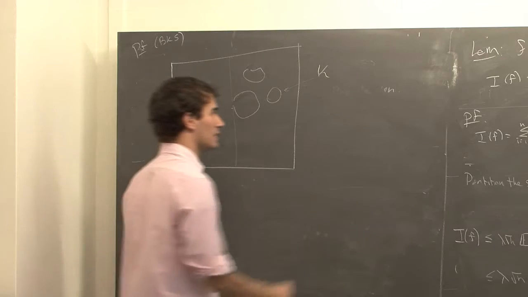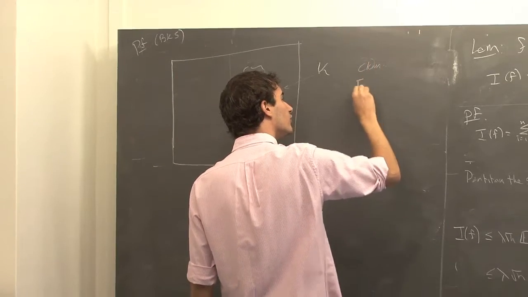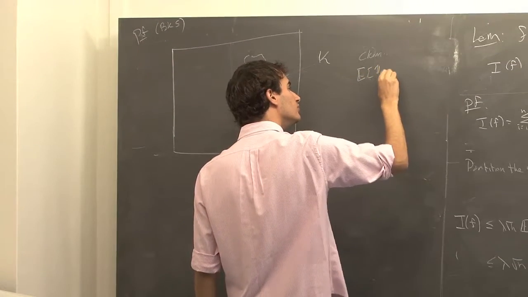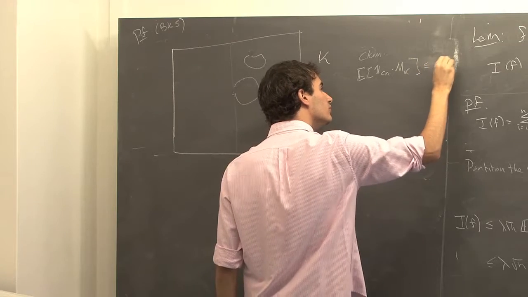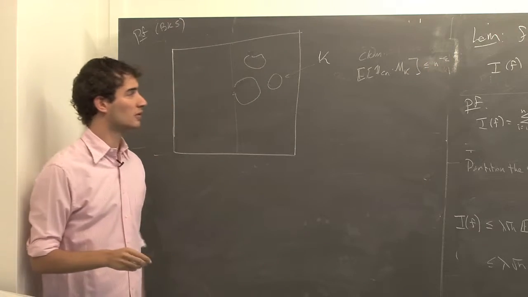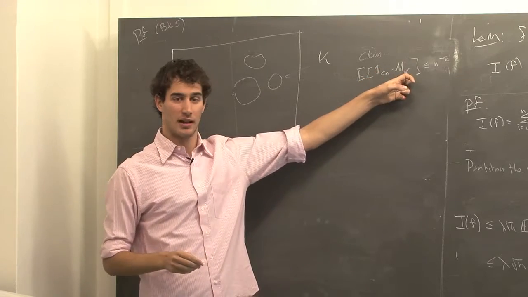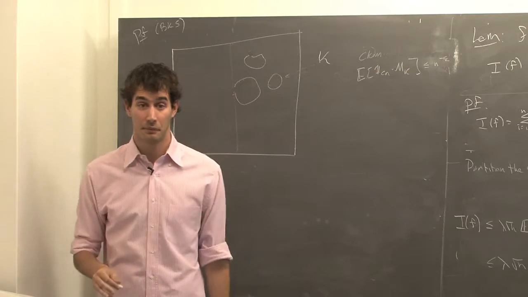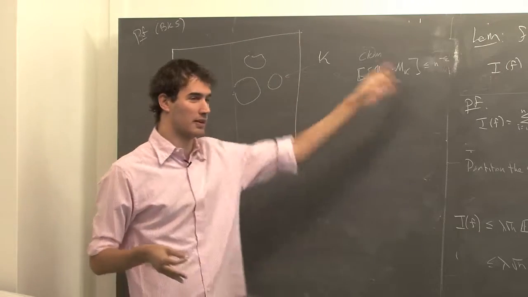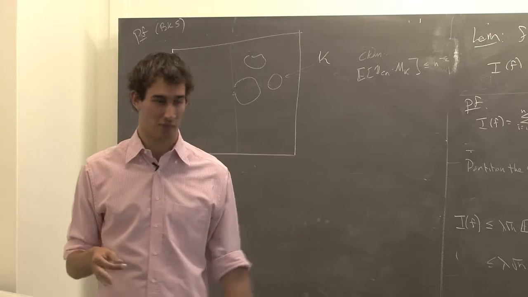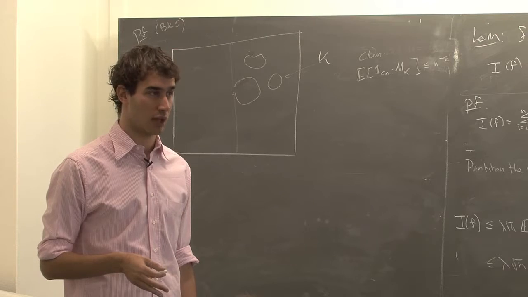And my claim is that the expectation of the indicator of having a crossing times the majority on K needs to be polynomially small in N. That's technically polynomial. The number of bits is n squared, but polynomial is polynomial. So I'm just going to find an epsilon such that this holds. Okay?